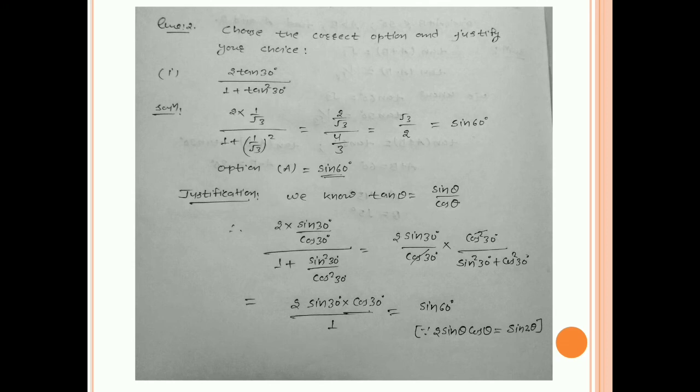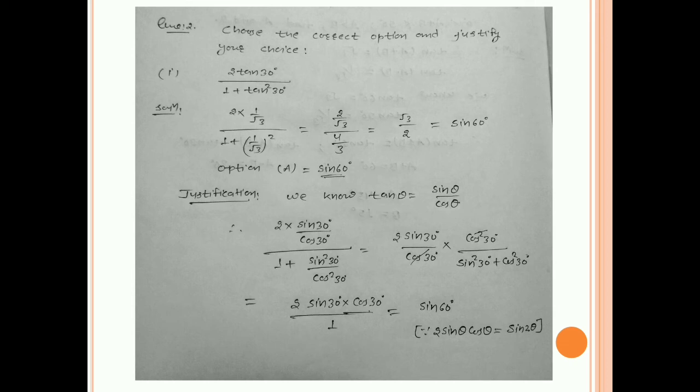In this question it is asked choose the correct option and justify your answer. In the first part it is asked 2 tan 30 degree upon 1 plus tan square 30 degree. If we put all the values, then we will get root 3 by 2. Since tan 30 is 1 by root 3, so 2 into 1 by root 3 upon 1 plus 1 by root 3 whole square. So 2 by root 3 upon 1 plus 1 by 3, which is 4 by 3. So we will get root 3 by 2.